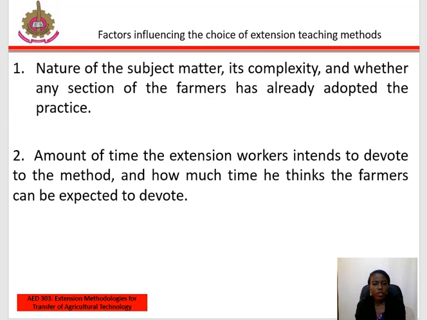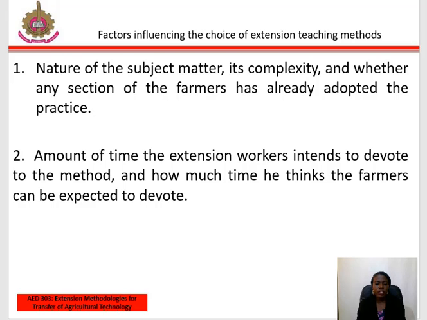There are various factors influencing the choice of extension teaching methods. So, what are the factors influencing the choice of extension teaching methods? They are 1. The nature of the subject matter, its complexity, and whether any section of the farmers has already adopted the practice. 2. Amount of time the extension workers intend to devote to the method and how much time it thinks the farmers can be expected to devote to it.